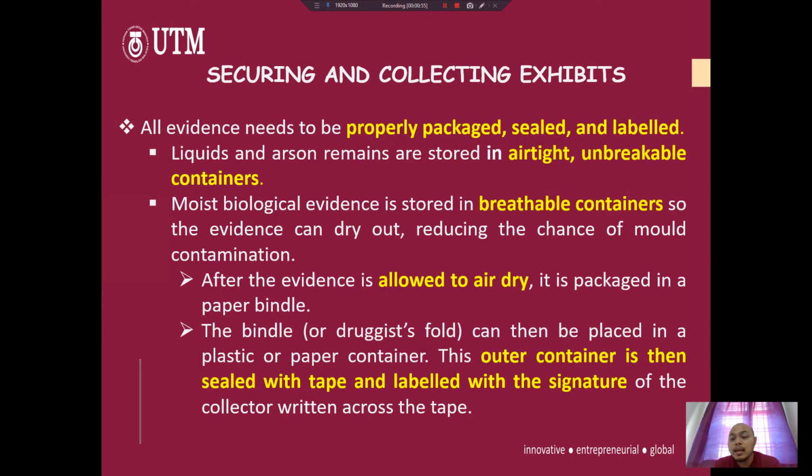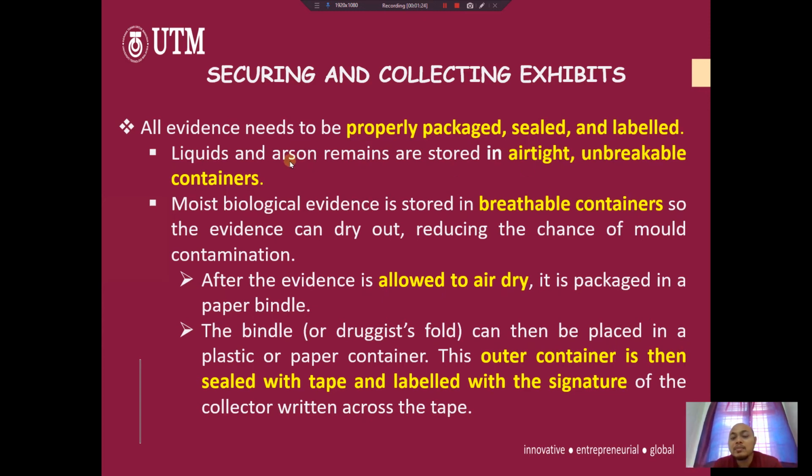And at the label itself, we can find the chain of custody. To secure them, liquids and essence need to be stored in airtight and unbreakable containers. Why do we need airtight? Because we don't want any of our analyte of interest lost in the air.